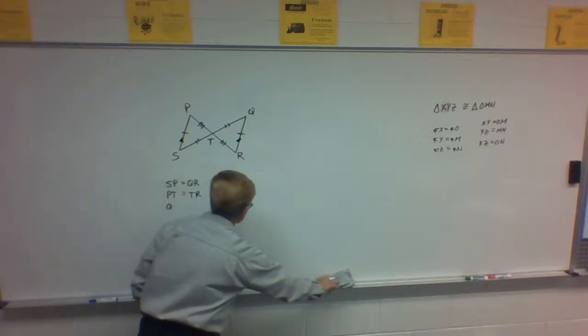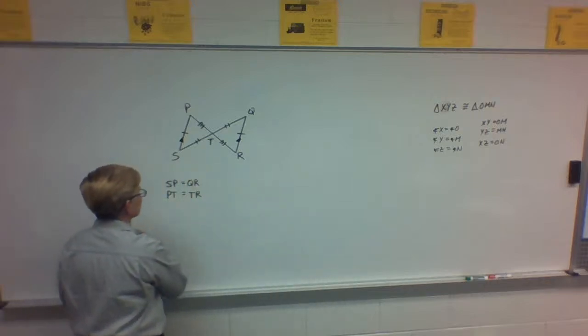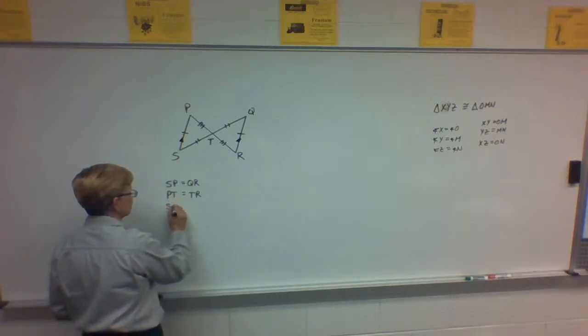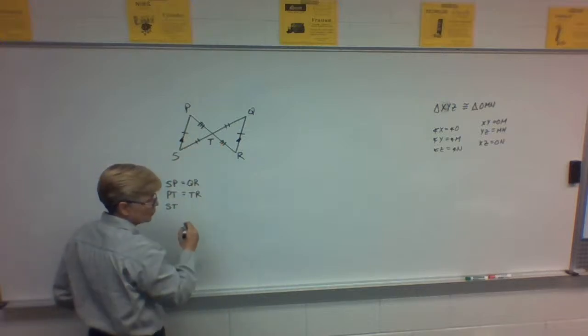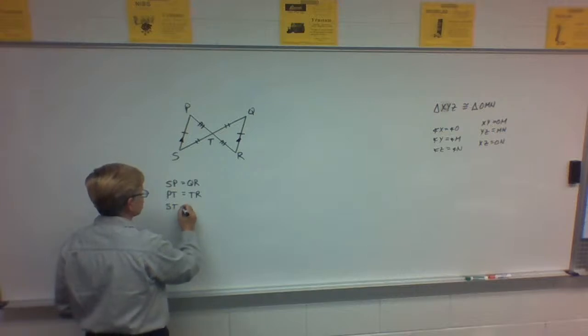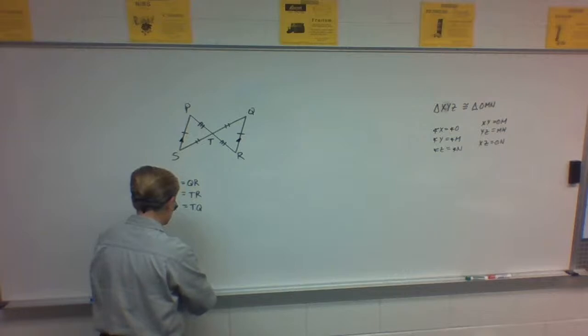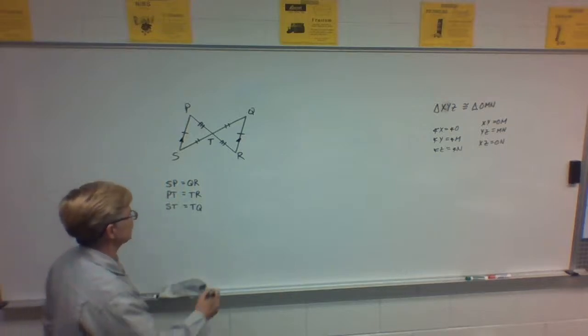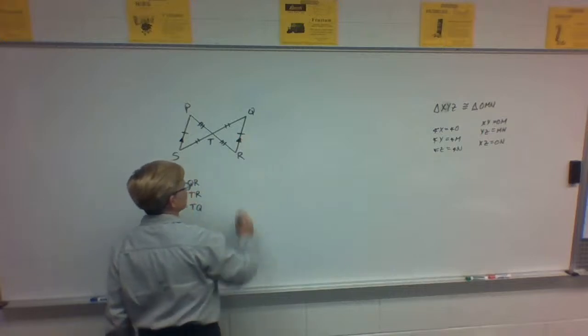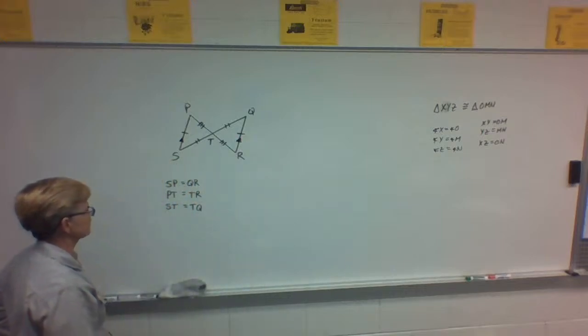I'm going to try to keep the ones from the left triangle and the right triangle in order. So let's do ST. Is that okay? Keeping all of these in this triangle, all of these in this triangle, just to stay organized. So ST equals what? TQ. But I don't know anything else. There have to be all 6 parts equal before I can say that the triangles are equal.